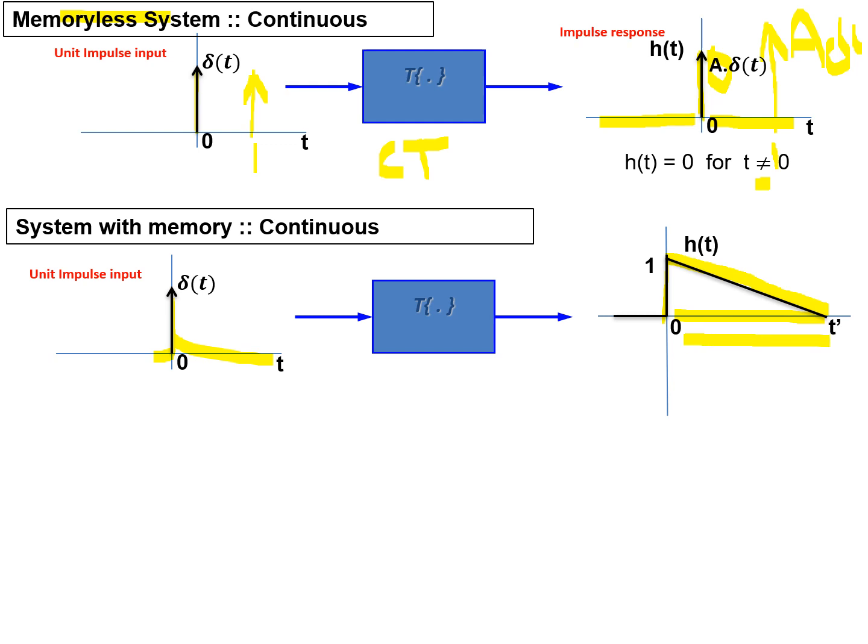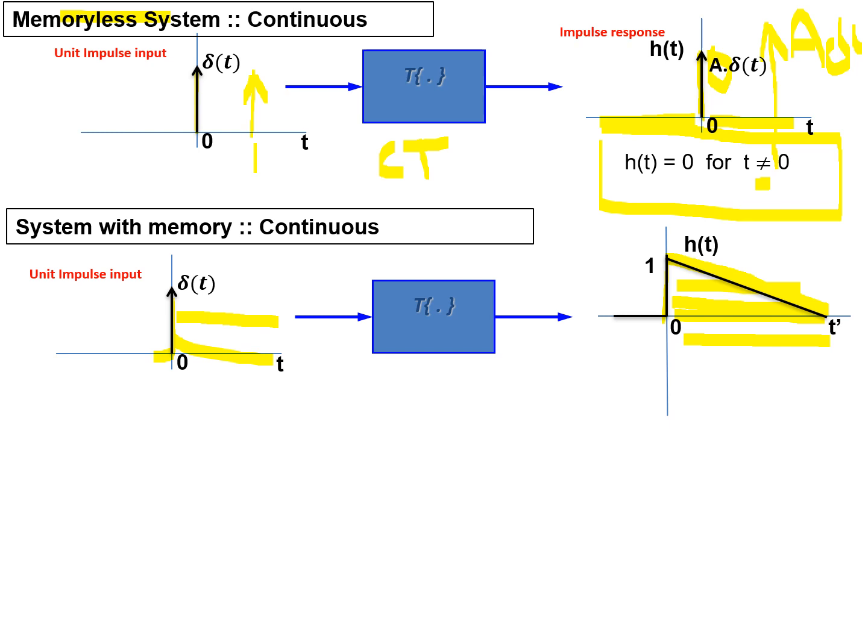That is because internally the system is a memory system. This has the property of memory. That's why the output continues even when the input disappears. The input disappears after t equal to 0, but the output doesn't disappear immediately. It remains for some time. That means this system has memory. That means the definition for a memoryless system is h of t equal to 0 for t not equal to 0.